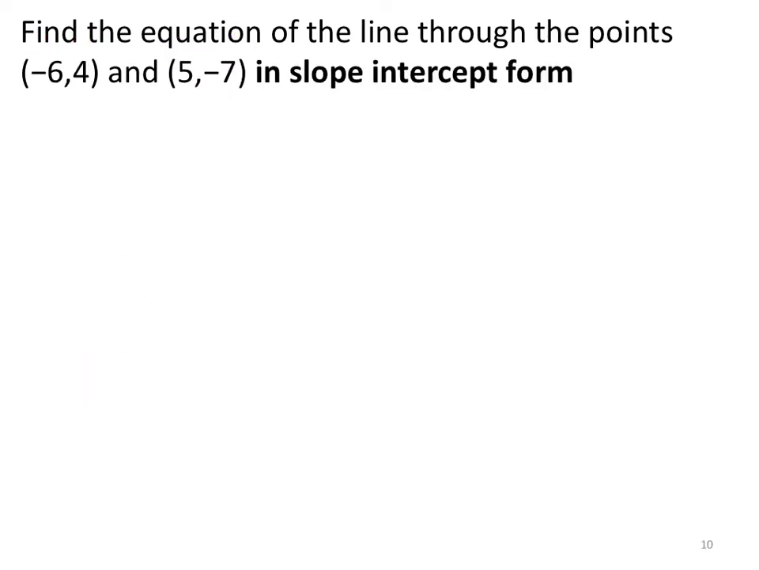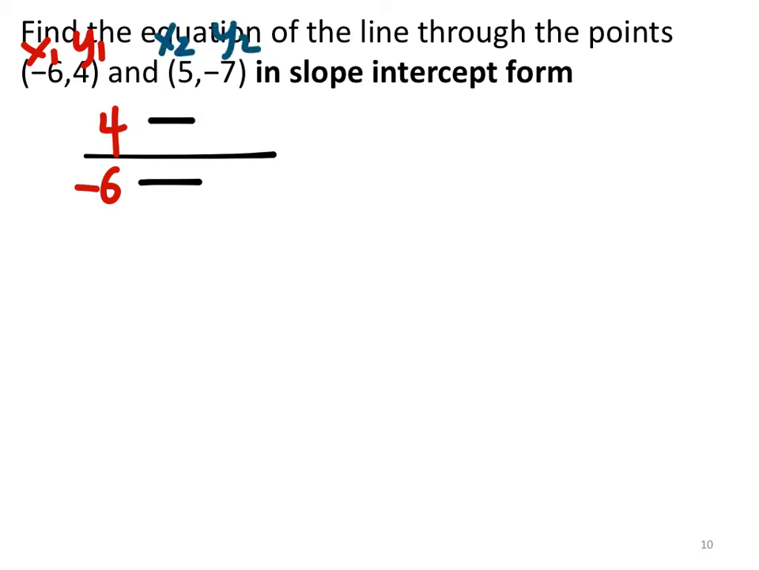Find the equation of the line through these 2 points in slope-intercept form. There we go. X1 and Y1, so I got negative 6 and 4 there. And we'll say this is X2 and Y2, so 5 and negative 7.